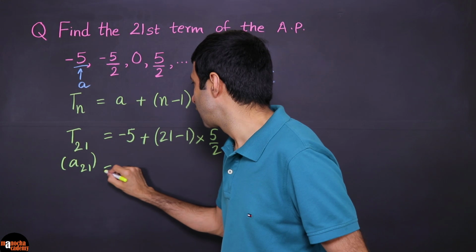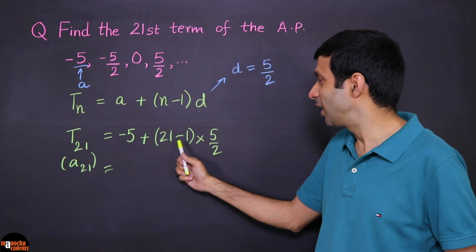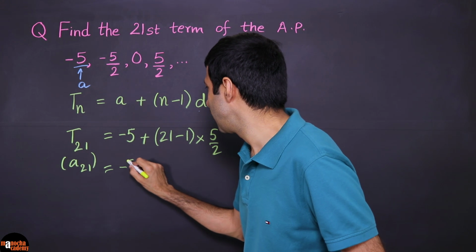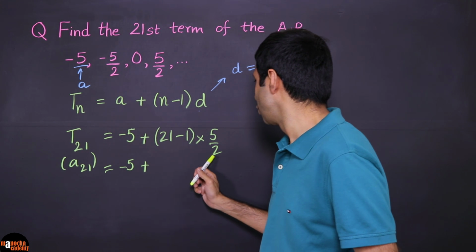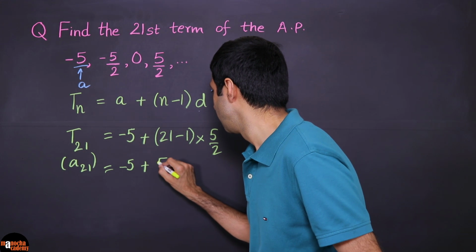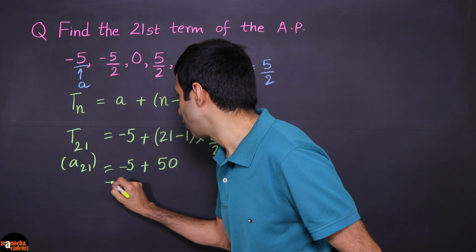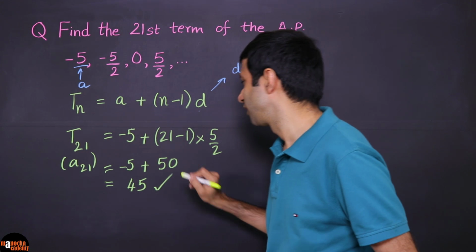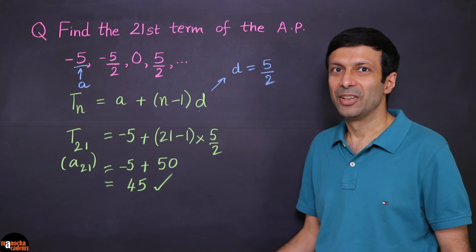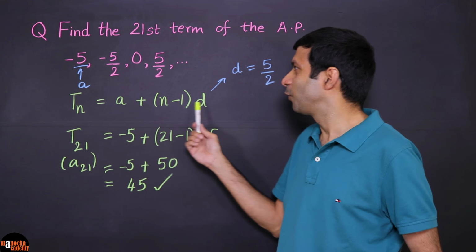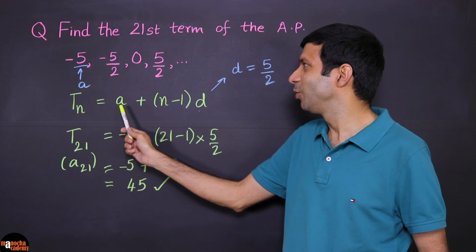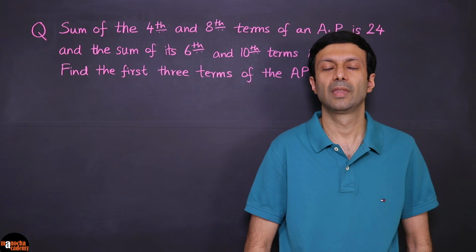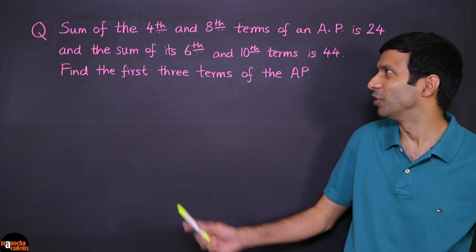Okay? And if you work that out, 21 minus 1 is 20 into 5 by 2. So we are going to get minus 5 plus 50. This works out to 50. So our 21st term is 45. That is our answer here. So the main thing is to use this formula and correctly substitute the values of A, n and D to solve this question.